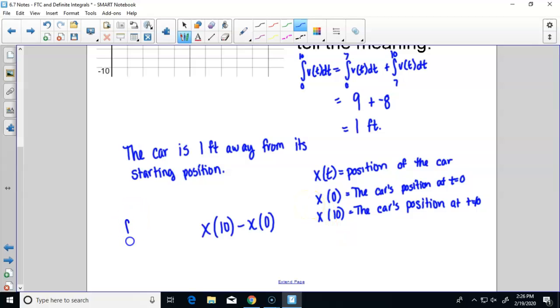So the integral from 0 to 10 of v of t dt is going to equal x of 10 minus x of 0. And in this case, the general integral of v of t, not the definite but the indefinite integral, if we just integrate v of t, it would give us the position x of t plus c.